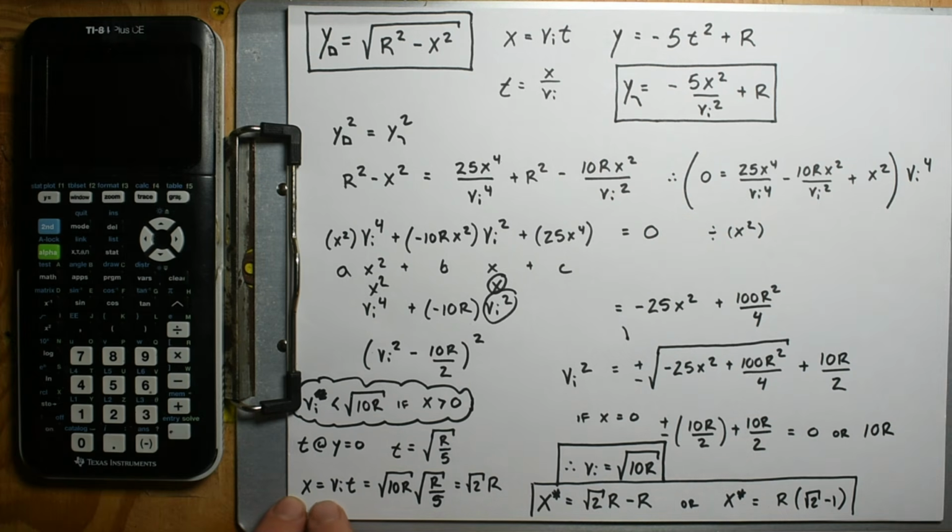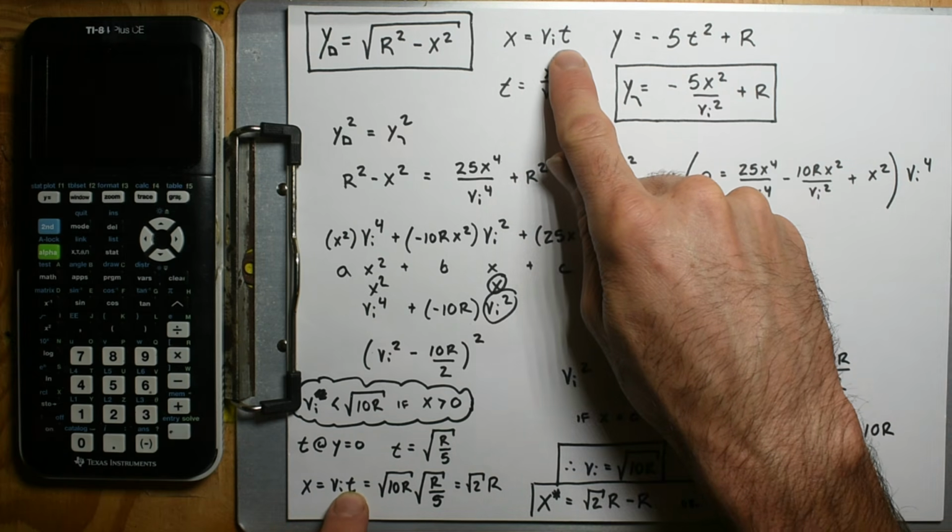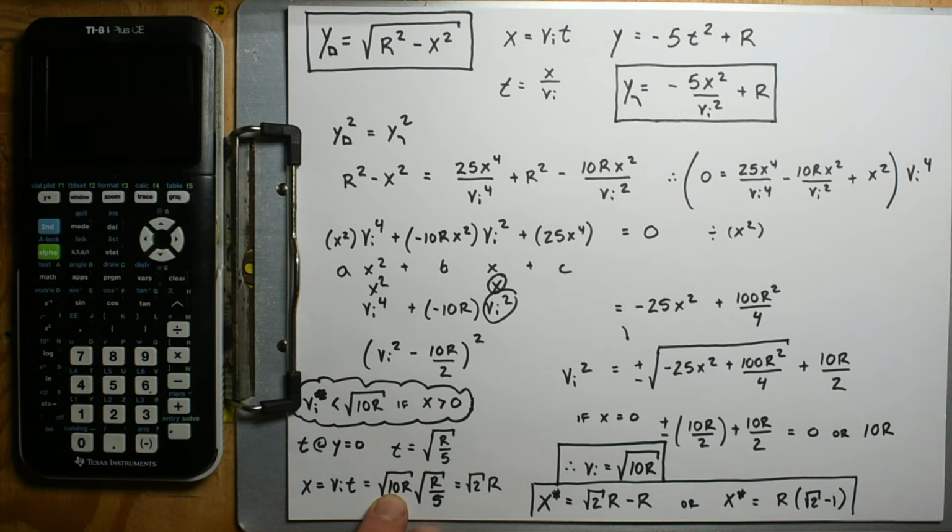So we have this equation: x is equal to velocity initial times time. This is our velocity initial, and this is the time that it's going to hit the ground. So this is the position where it's going to hit the ground. We can put everything under a square root, and 10 divided by 5 is 2. This is going to be r squared. Square root everything, and we get the square root of 2r.